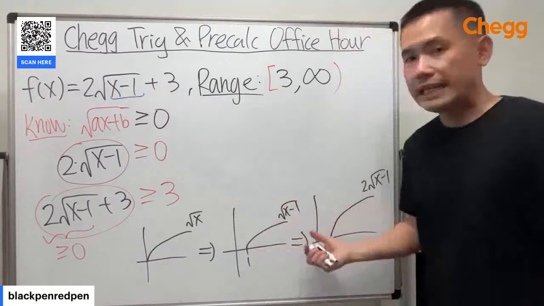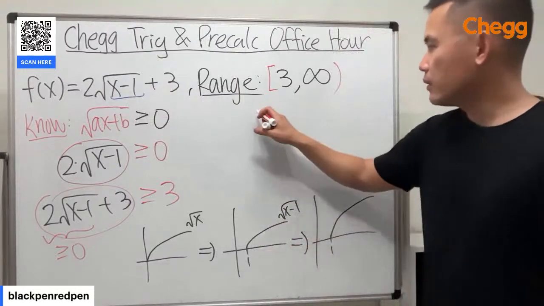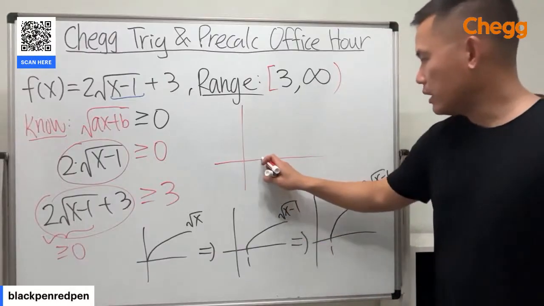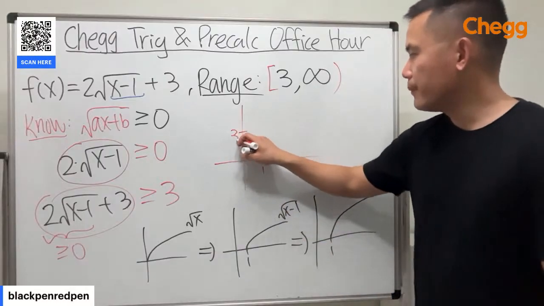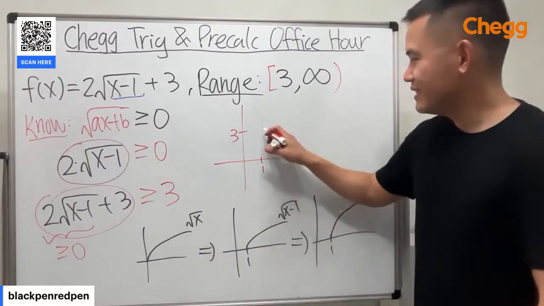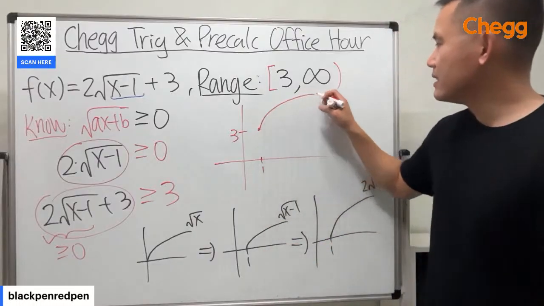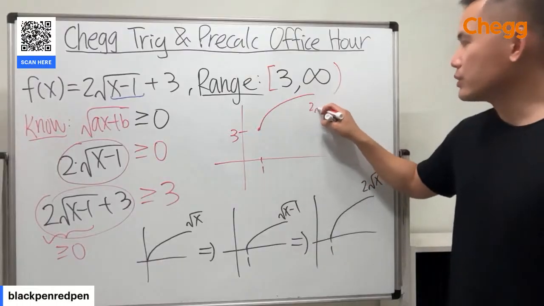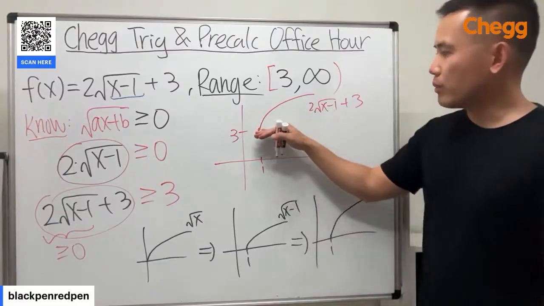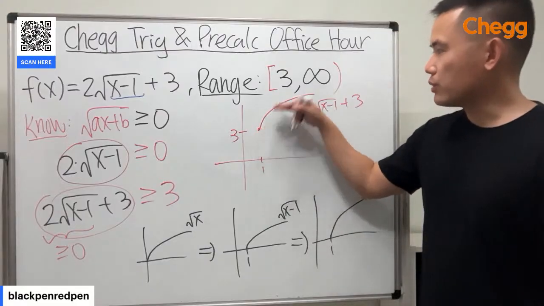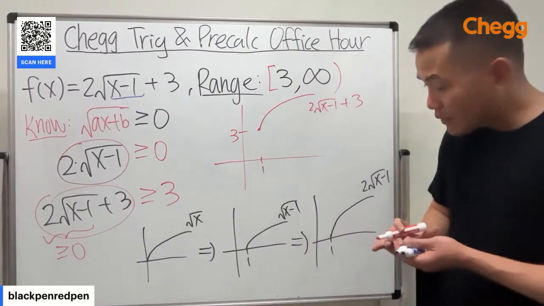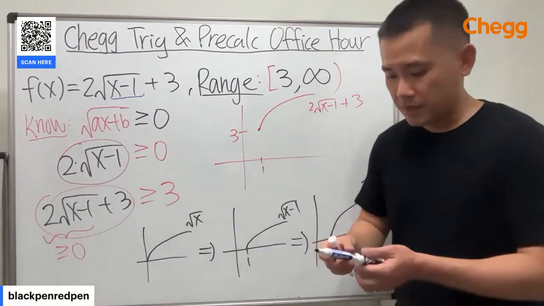So these right here are the intermediate steps. And finally, if you want to make a graph, it will be 1 here and 3 here. Yeah, 1 comma 3, just like the one we got earlier. And then like this. So that's the graph for 2 square root of x minus 1 plus 3. That's why the range is from 3 to infinity, and the domain is from 1 to infinity. If you have the graph, domain and range should not be an issue.